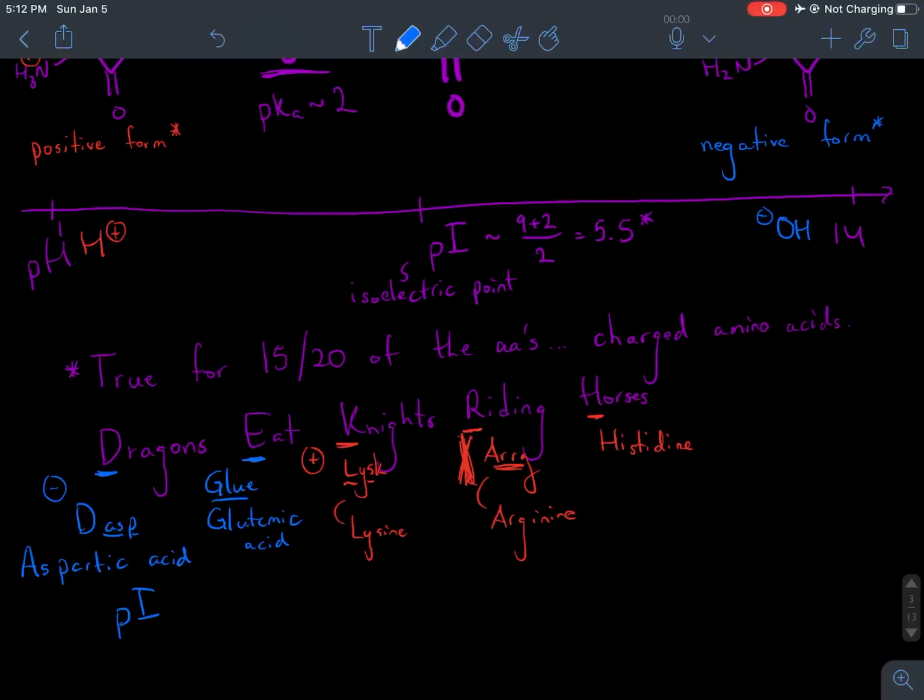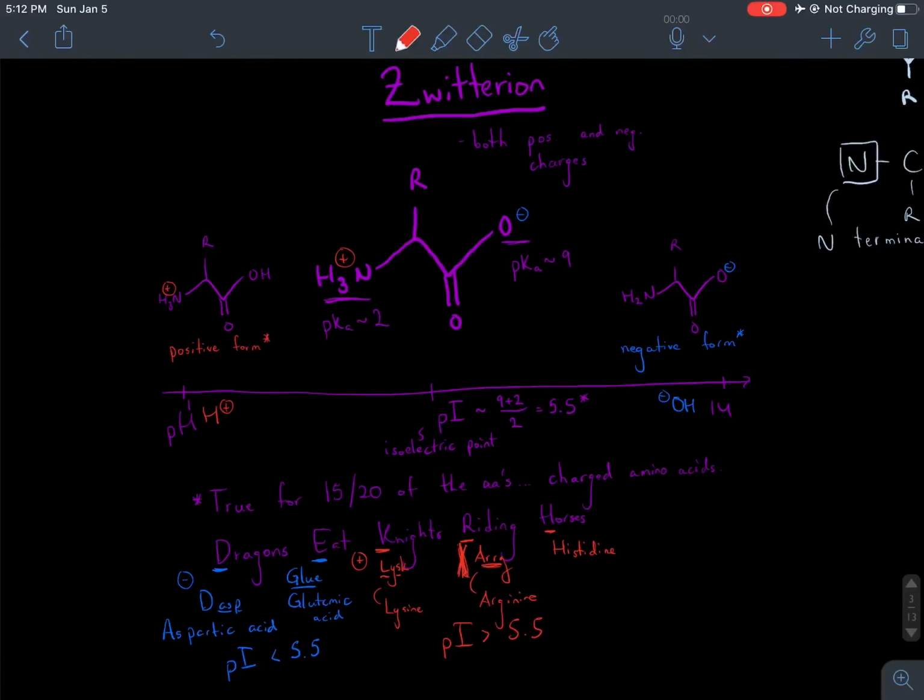But on average, those are going to have different isoelectric points because of their charges. And so for the negative amino acids, the pI is going to be less than 5.5, and for the positive, it's going to be greater than 5.5.